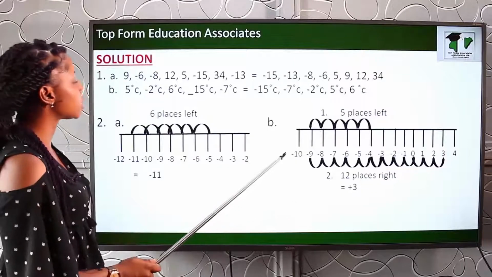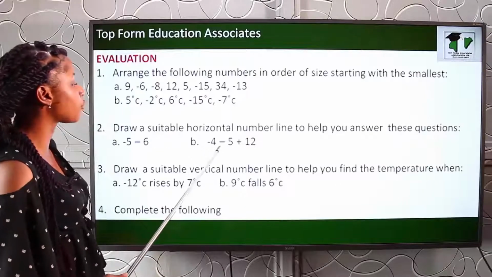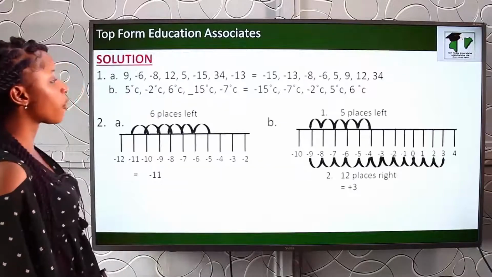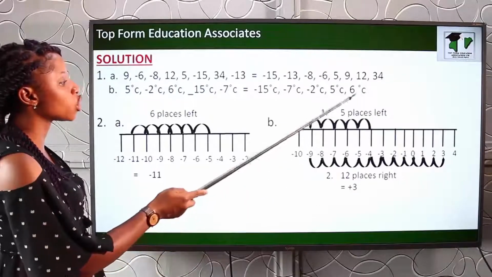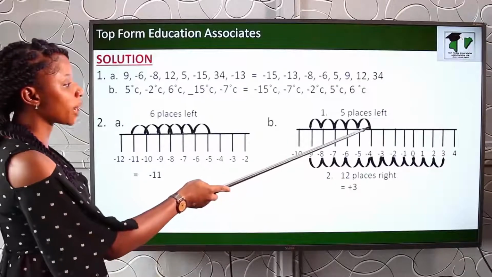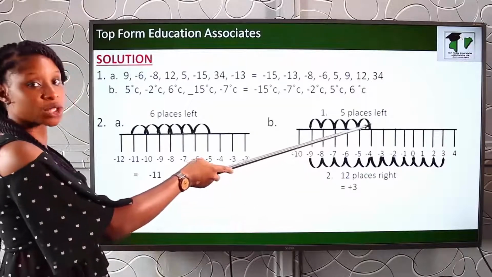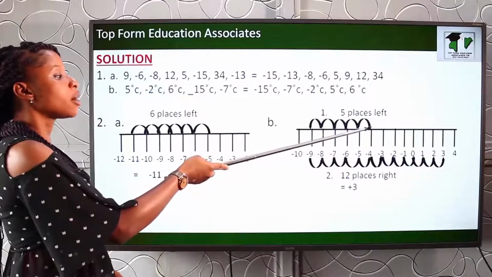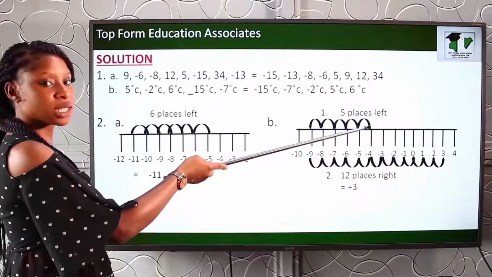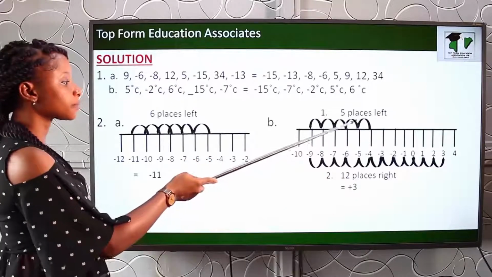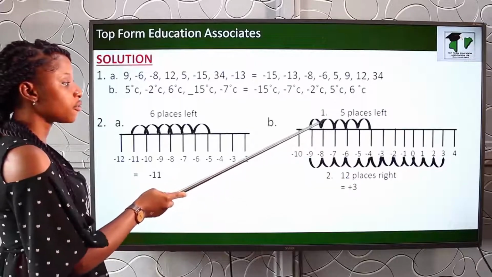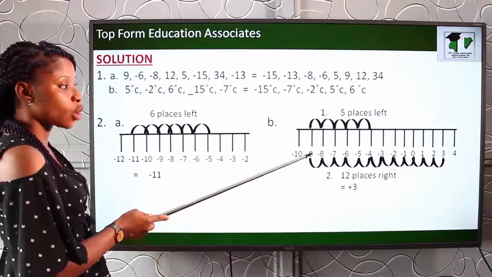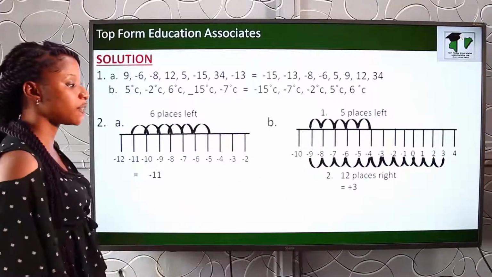Now, let's look at the second question again. We're asked to do minus 4 minus 5 plus 12. We're going to start at minus 4. This is our minus 4 here. Remember that when we are subtracting, we move to the left. So we count minus 4 minus 5, that is 5 places to the left. 1, 2, 3, 4, 5. And we have minus 9. So minus 4 minus 5 is minus 9.